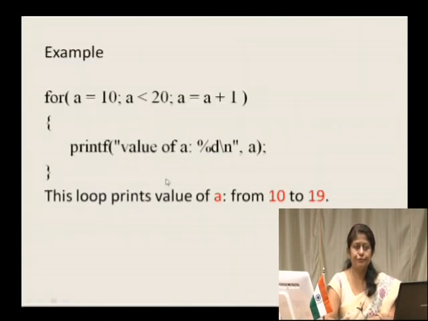One example for this: for the initiation, the termination and the increment, and we are printing the value of a. Here a is first initialized to 10 and it goes on till less than 20. So, what would be the result of this? The values of a would be printed so many times, from values 10 to 19.